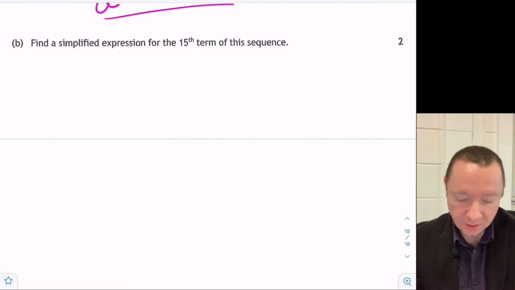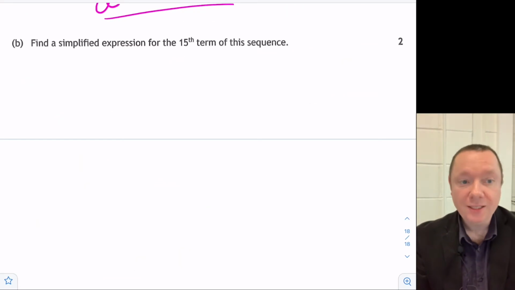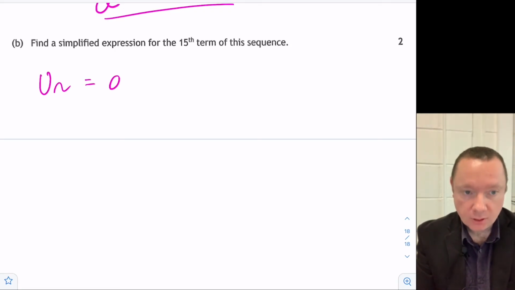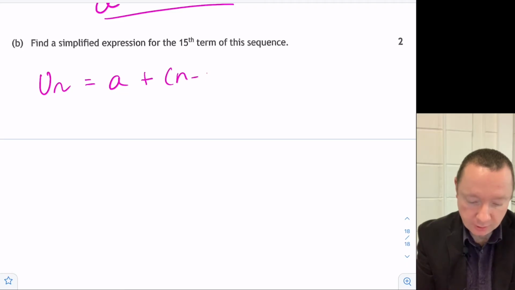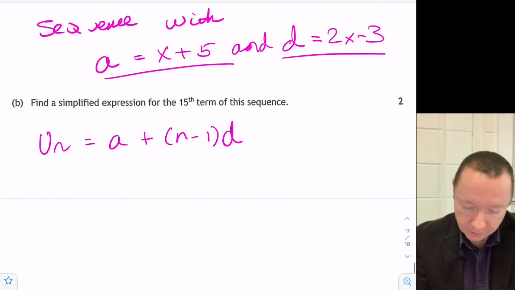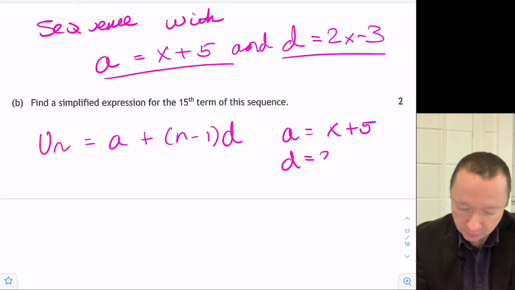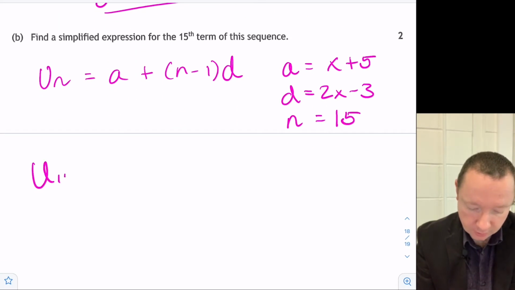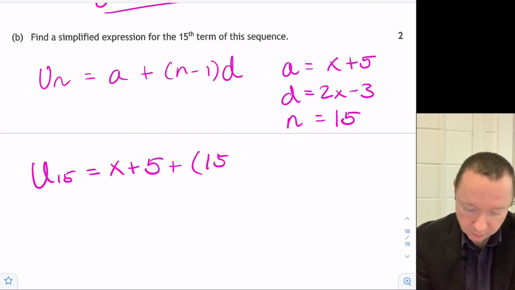Part B, find a simplified expression for the 15th term of this sequence. So u_n, remember, equals a plus (n minus 1)d, and we already know that a equals x plus 5, d is 2x minus 3, and n is 15, the 15th term. So we get u15 equals x plus 5 plus (15 minus 1) times (2x minus 3).